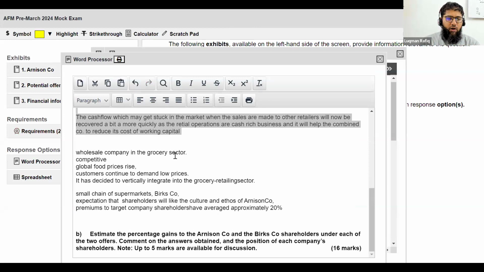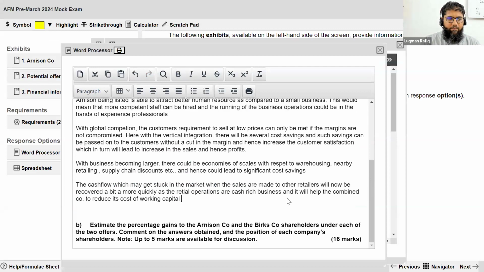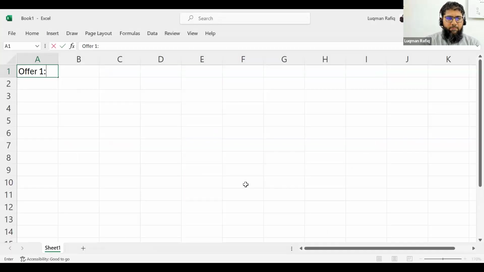Now let's move a bit forward. I'll just delete these pointers here. Now, estimate the percentage gains to Arneson company and the Burks company shareholder under each of the 2 offers. Now, what are the 2 offers? Offer 1, a cash offer of $2.4 per share.